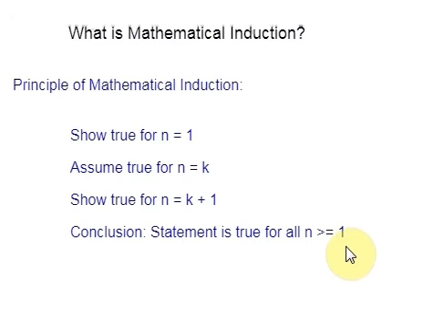The key word in step 2 is assume. You are not trying to prove it is true for n equal to k. You are going to accept on faith that it is and show it is true for the next number k plus 1. If it later turns out that you get a contradiction, then the assumption was wrong. That is the whole concept.